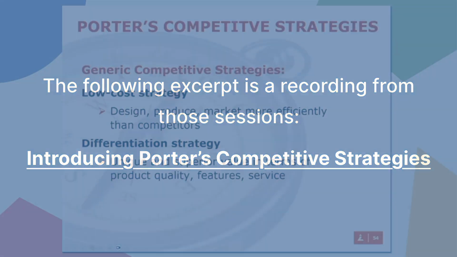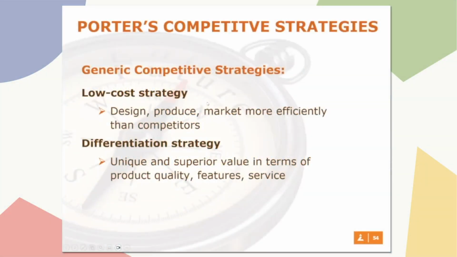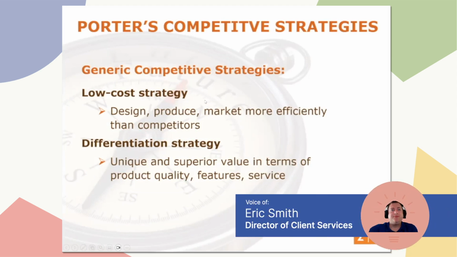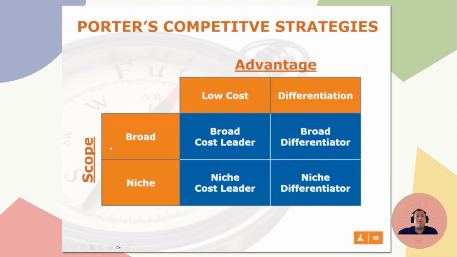A little bit about strategy. There are 6 basic strategies that we talk about in the back of the user guide. These are all modeled after Porter's generic strategies. There are low-cost strategies, and there are differentiation strategies. Some of those are broad, some of those are niche.